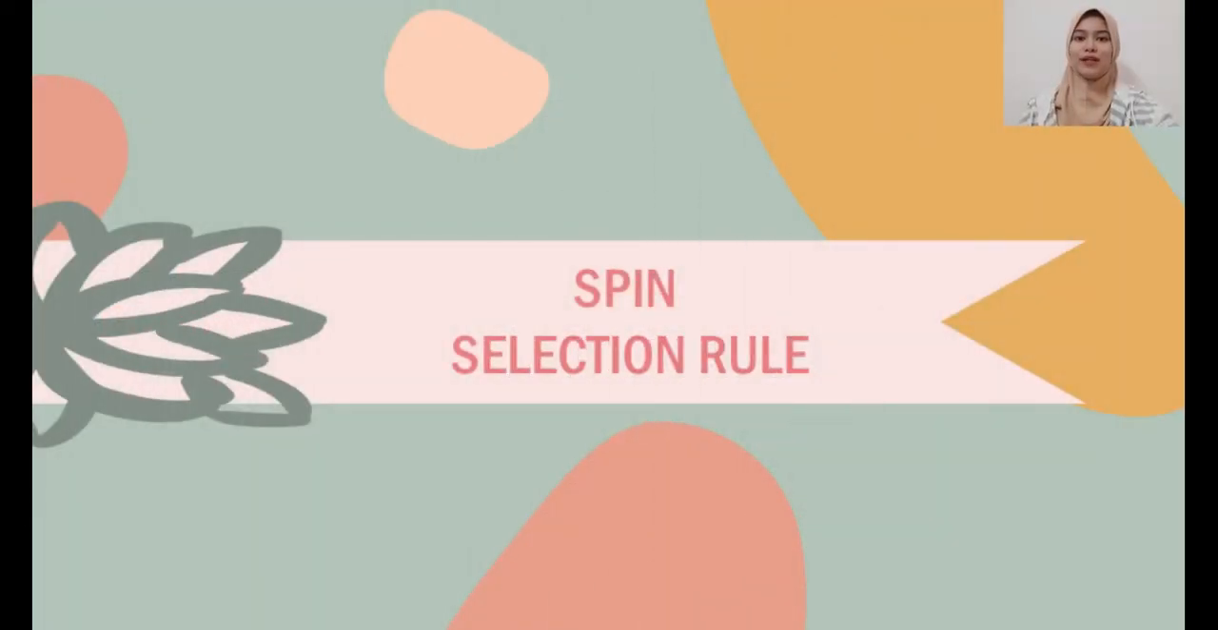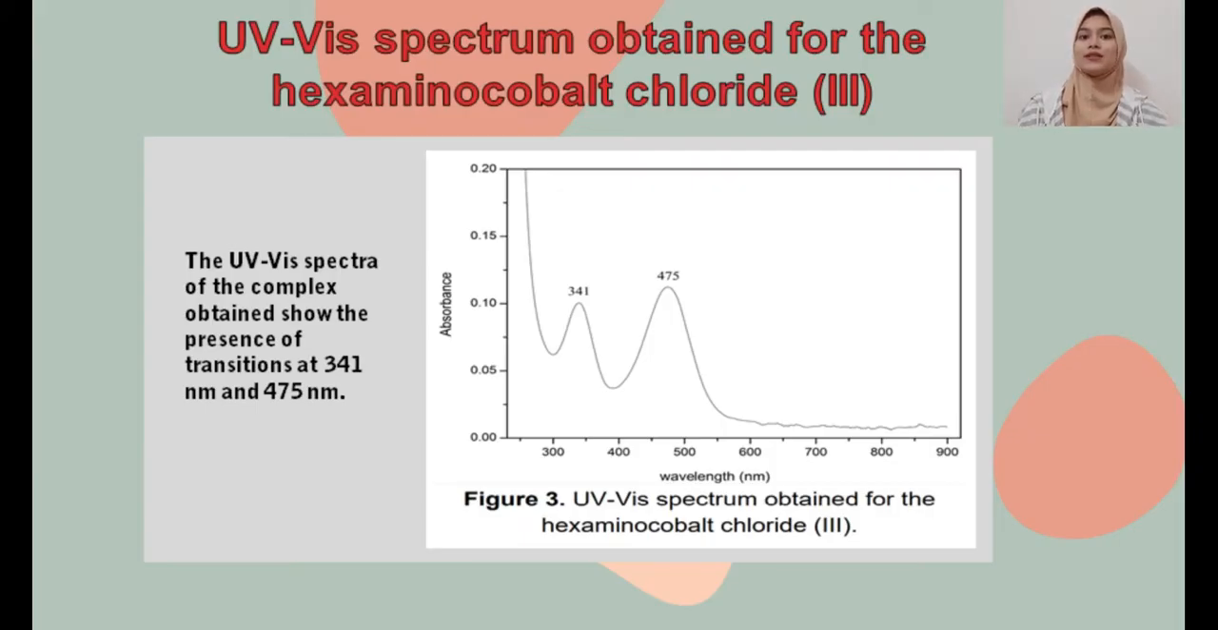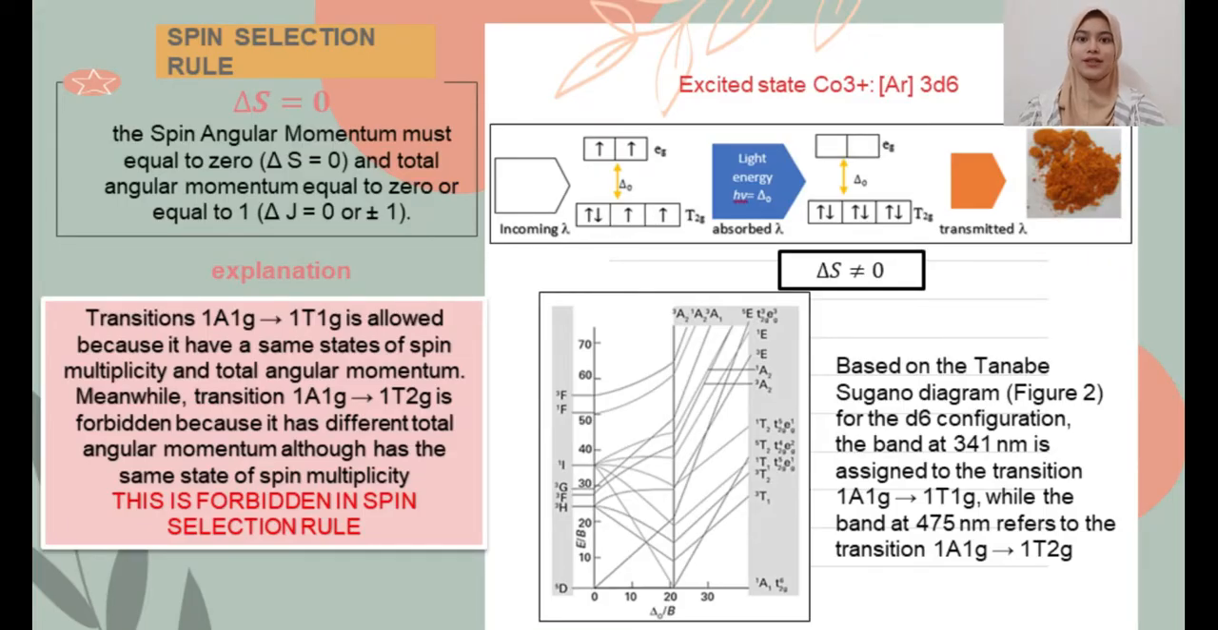So today I will explain the spin selection rule. This is the graph that we obtained from the complex. It shows two transitions, which are at 341 nm and 475 nm. The spin selection rule states that the spin angular momentum must be equal to 0, which is delta S equal to 0, and the total angular momentum change is 0 or plus or minus 1.